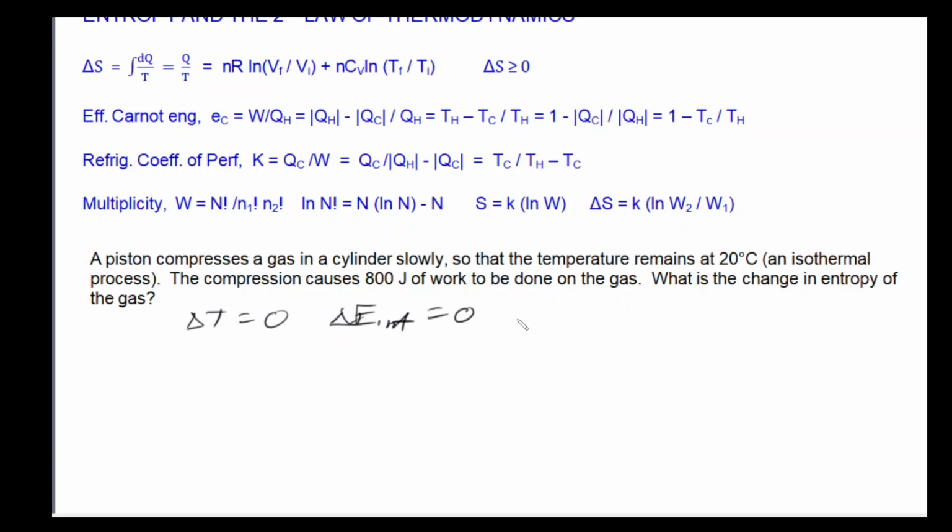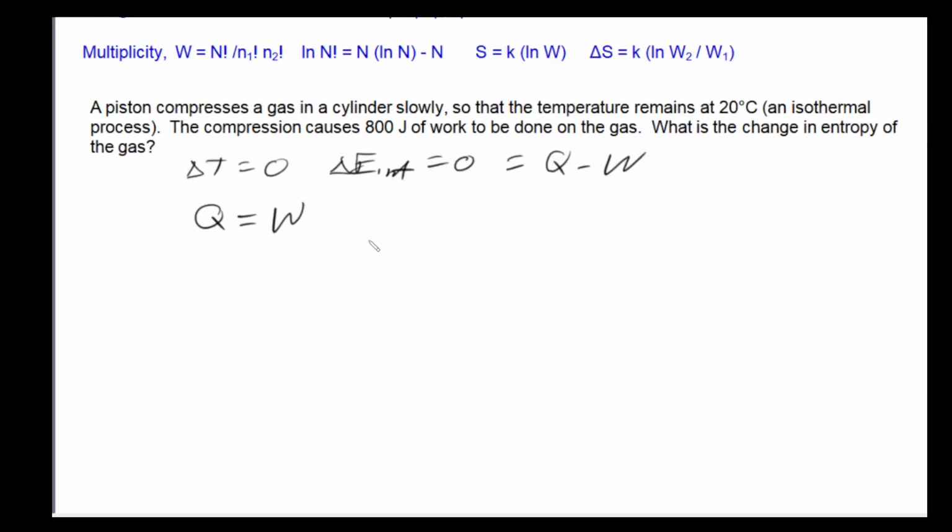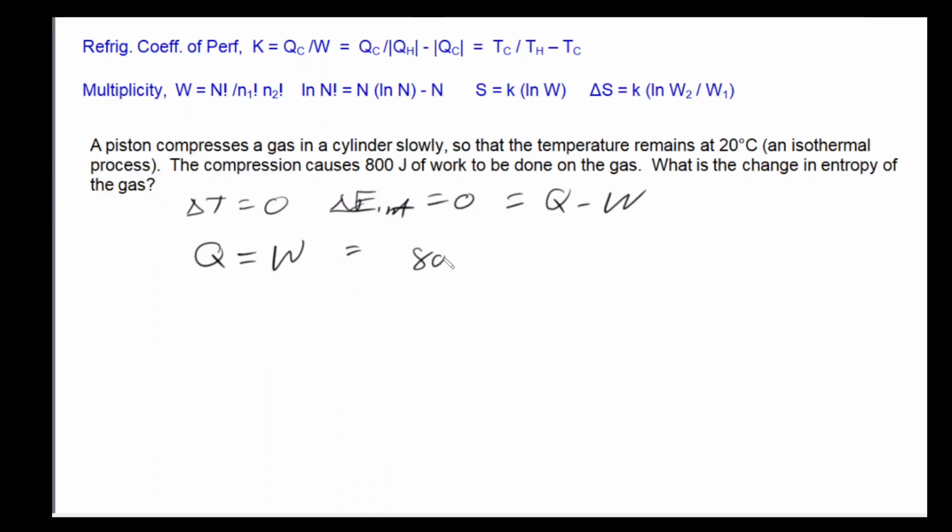And from the first law, that's equal to Q minus W. So we end up with Q is equal to W. And in this case, Q is equal to 800 joules. But we're going to use minus 800 joules because the work is being done on the gas, which means the gas is doing negative work. And we also know that our temperature is 20 degrees Celsius, which is equal to 293 Kelvin.